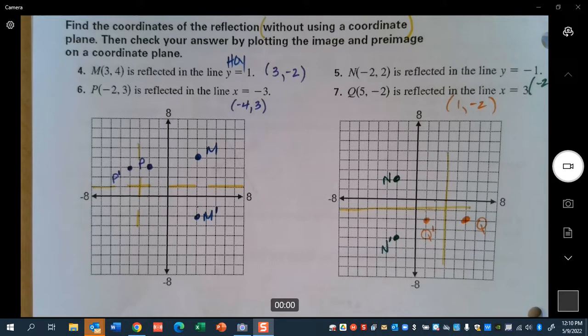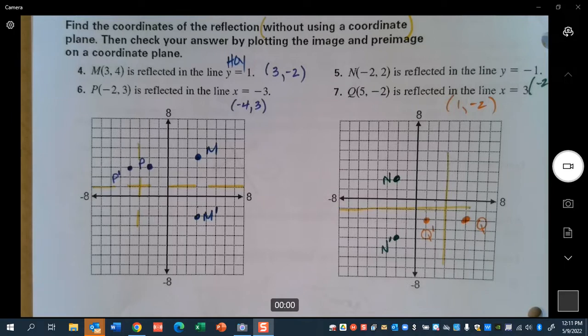So it's kind of counterintuitive because your y-axis goes up, down. But when you have a y is equal to equation, that means that no matter what the x is, your y is always equal to 1. So a HOY is always going to give you a horizontal line where your y value is constant. Okay. So your horizontal lines are HOYs.